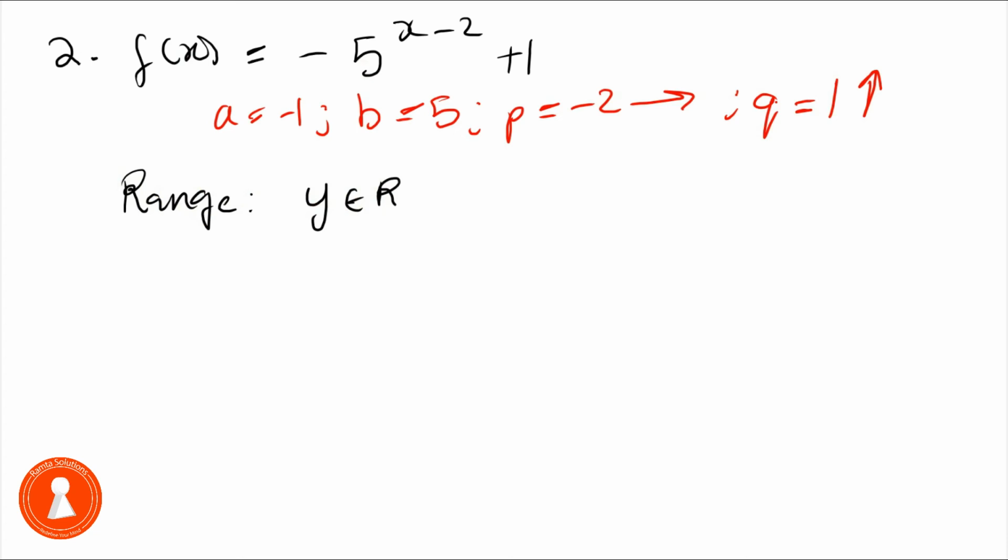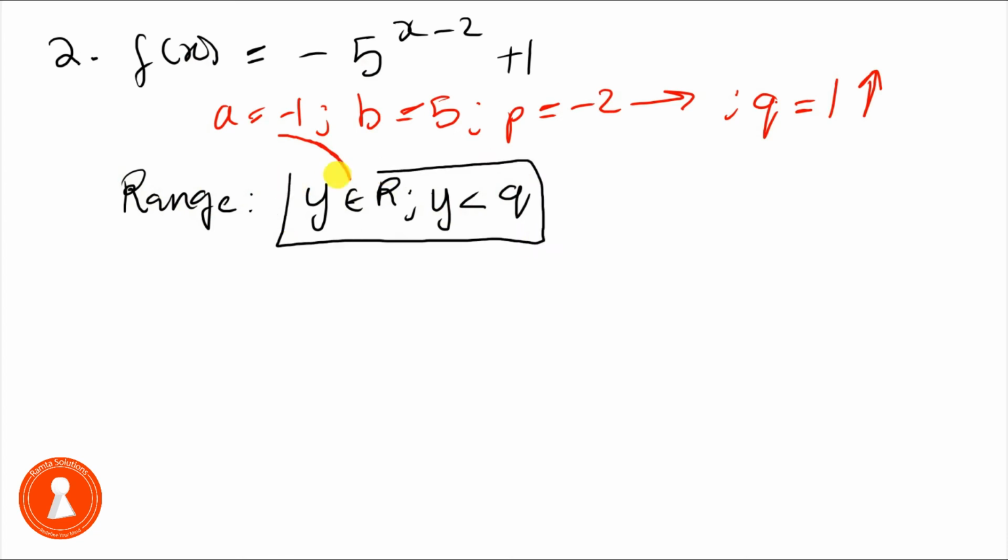I'm expecting our curve to be like this. So y is an element of real numbers, but y is less than q, right? This you should know. Now we say y is an element of real numbers, y is less than 1. We are good to go. Okay. Number 3.